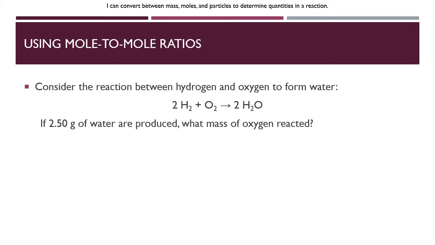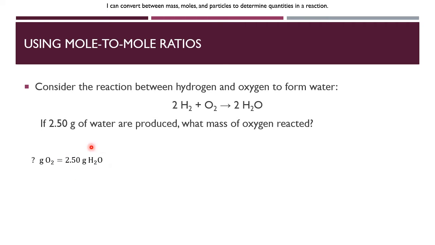Now recognize that this question is not asking us about moles, but because we are relating an amount, whether it be mass, moles, particles, of one substance in a reaction to another, we will need to use a mole-to-mole ratio. But we have to convert it to moles first. So ultimately what we're asked to find here, how many grams of oxygen, what mass of oxygen reacted? So I'm looking for grams of O2. If 2.5 grams of water are produced.